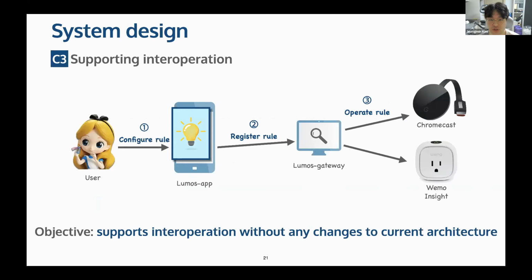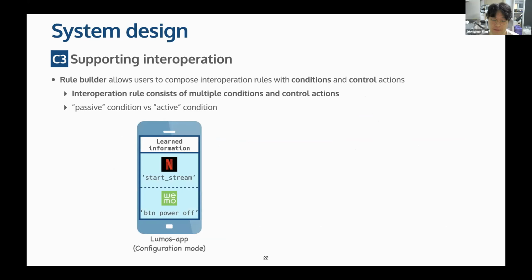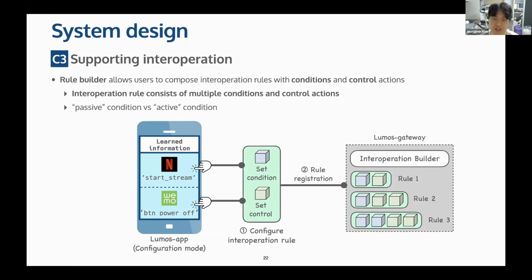The last page is to support interoperation without any changes to the current architecture. In this step, a user configures an interoperation rule on the Lumos app, then the gateway operates the rule by monitoring and issuing network messages. Interoperation support has two modules, which are the Interoperation Builder and Learner. The Builder runs on the Lumos app and allows users to build interoperation rules. An interoperation rule by Lumos consists of multiple conditions and control actions to enable complex interoperation.